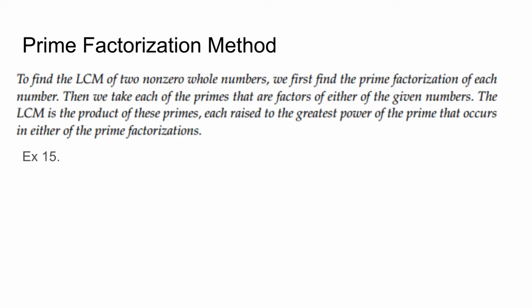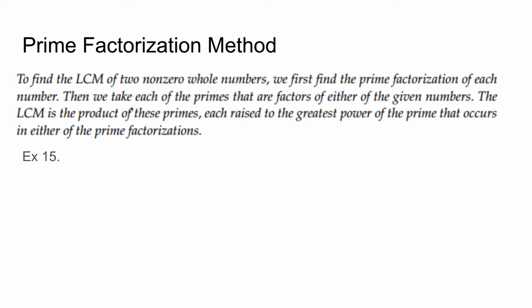So how do we use prime factorization to find the LCM? If you have two non-zero whole numbers, we first find the prime factorization, right? Then we take each of the primes that are factors of either of the given numbers, because we need to find the common, right? The LCM is the product of these primes, each raised to the greatest power of the prime that occurs in either of the prime factorizations. That is the difference between finding LCM and GCD. In finding GCD, we saw the lowest power of the prime between those two, okay?